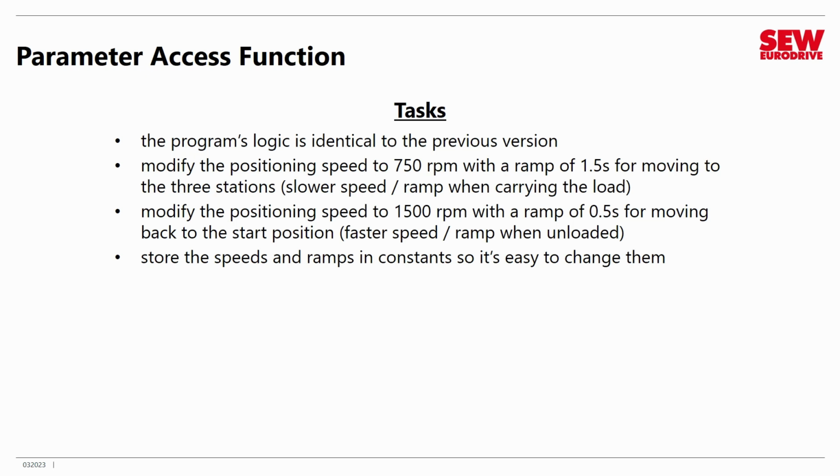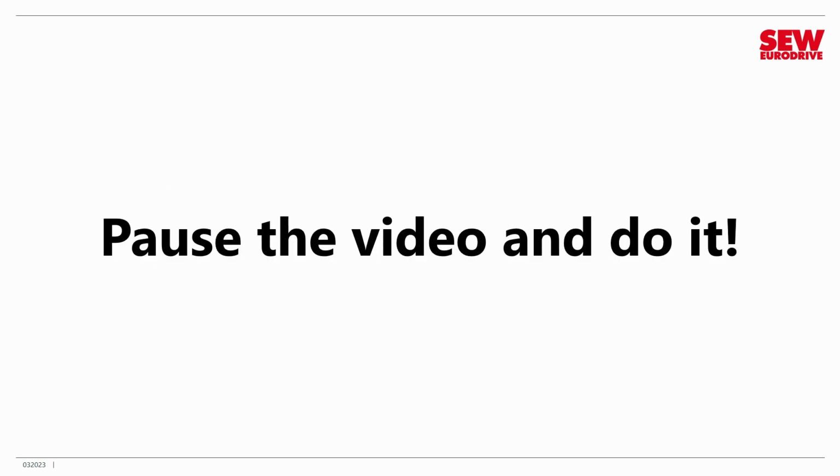And of course, when I say use a ramp of 0.5 or 1.5, I mean that for both the acceleration and deceleration ramps. Okay, and I would like you to store those speeds in your program in constants so it's easy to change them. All right, so just a fairly minor tweak here. So pause the video and go do it.